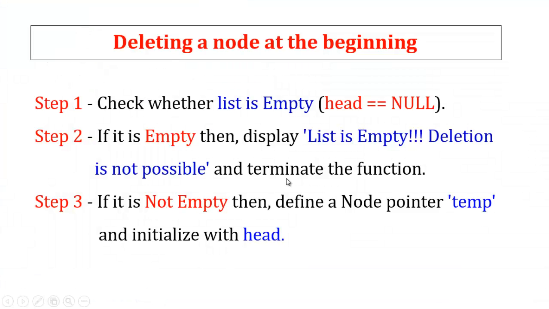And so this is the algorithm. What the algorithm says, we have to check three conditions. The first condition, check whether the list is empty, that is head equal to null. If it is empty, then display list is empty, deletion is not possible. If there is no node present in the linked list, we cannot proceed with any operation and we terminate the function.